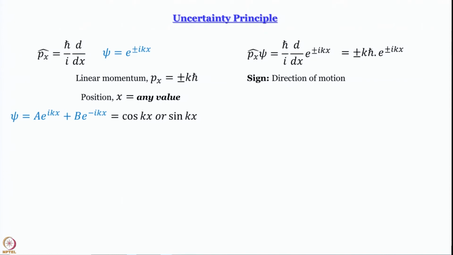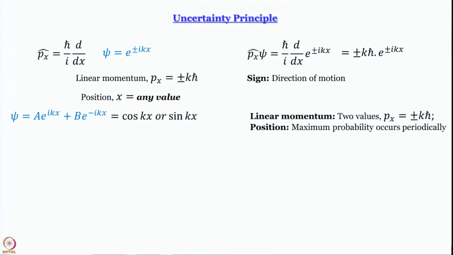If this is a wave function, then what does it mean? It means that your linear momentum can be either ik or minus ik. So there is a little bit of uncertainty in linear momentum. Two values are there, px can be plus kh cross or minus kh cross. Sorry, I said ik, that was a mistake. What about position?